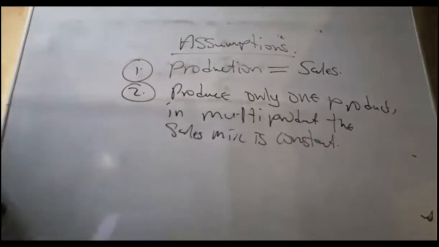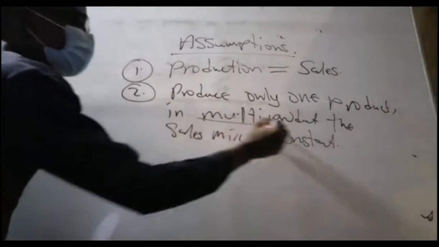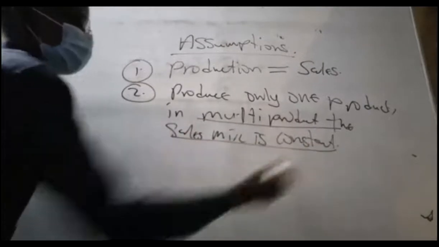What you are saying is this first assumption. They assume that the company produces and sells just one product, which in reality is not true. Companies produce more than one product. Just mention any company that produces just a single product. You get few. Most companies produce more than two, just for diversification. Good. Or in the event where you produce multi-products, the sales mix must be constant.